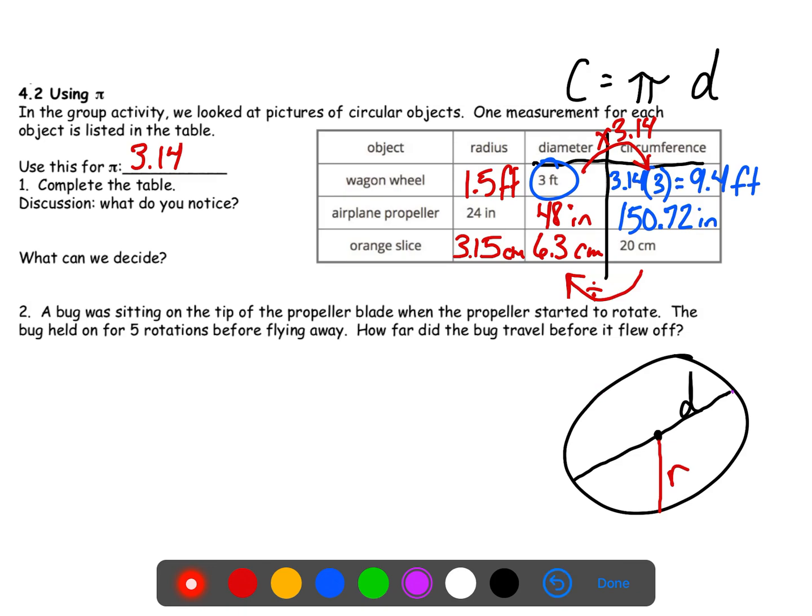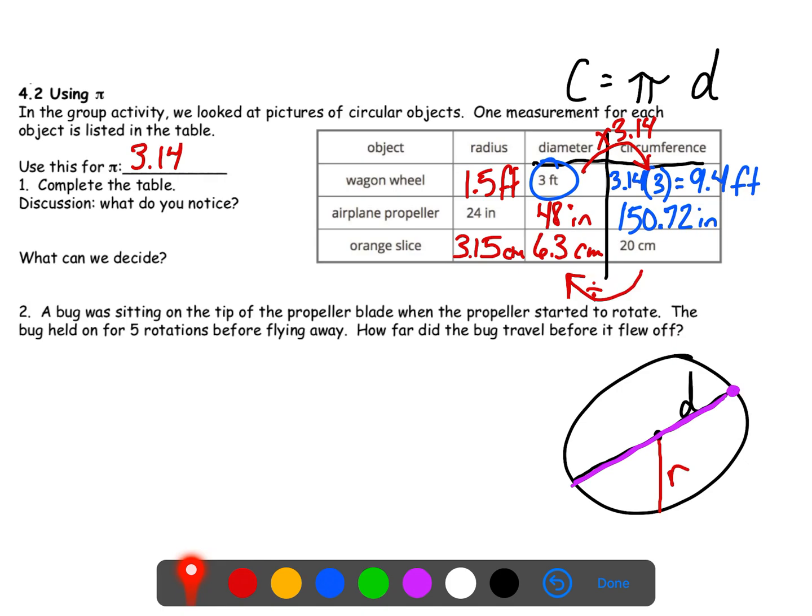Actually, let's put it here at the end of the diameter so we can imagine this is the propeller right here. And that bug is going to travel as the propeller rotates, hanging on to just one end of that propeller blade, and it'll rotate 5 times. That means we need 5 circumferences to represent the distance that bug actually traveled.